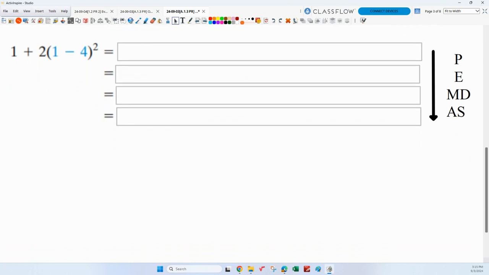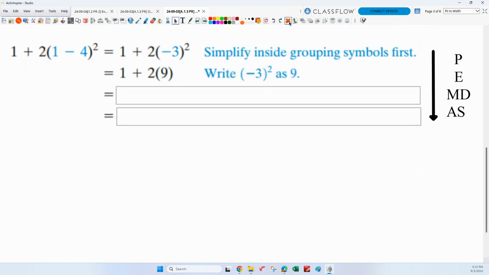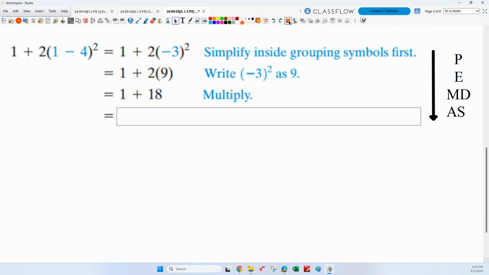What's the first thing we would do here? Good, because we have stuff in the parentheses, right? Make sense? Stuff in the parentheses. So we have to simplify inside the parentheses. And that gives us -3. What's next? Exponent. What is the quantity -3 squared? +9. Okay, good. So we do exponents. Okay, what's next? Multiplication. 2 times 9 is 18. And then finally, add them up. We get 19. Okay?